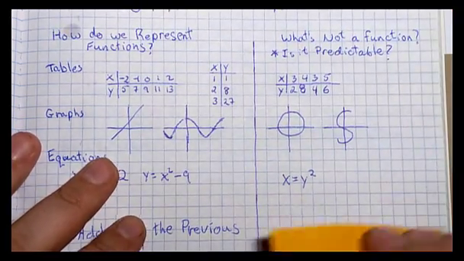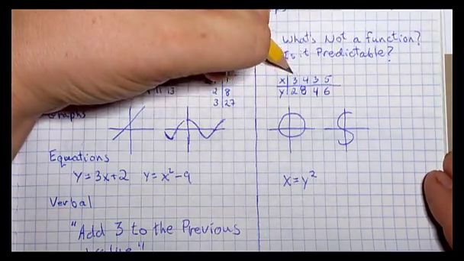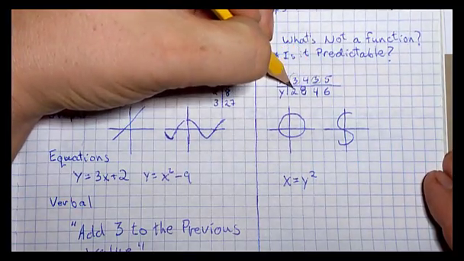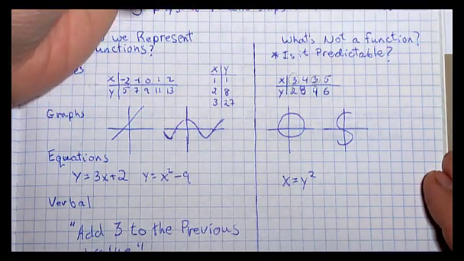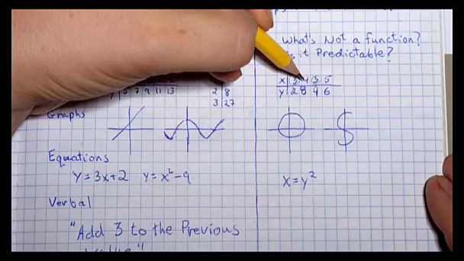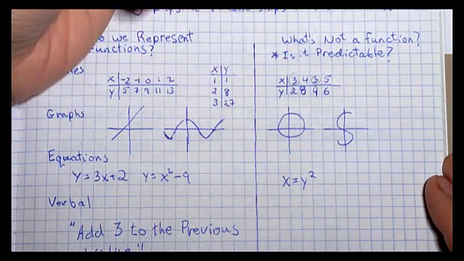So sometimes you'll have a relationship that is not a function. So my key thing is: is it predictable? When you have this table here and you have the input of 3, you notice that we have 2 different outputs. So basically, this is not going to be predictable. When you put a value into a function, you should always only get out one other value.